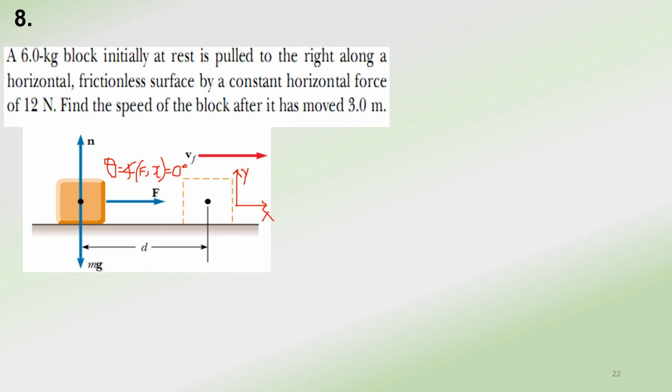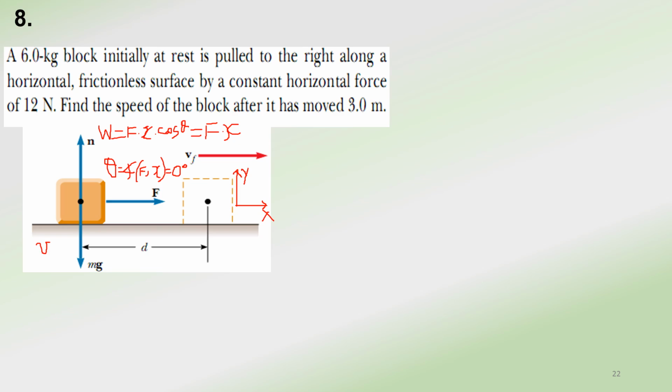And from the definition of the work done, this is equal to the force times the distance moved times the cosine of theta. When a force is acting in the same direction as the x-axis, the work done is equal to the force times the distance moved. Then find the speed of the block after it has moved 3 meters. It is said that this is the starting point.